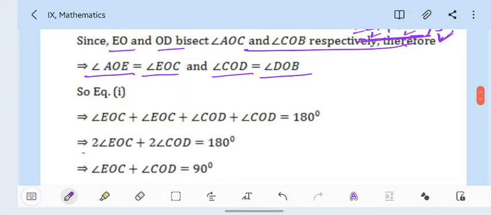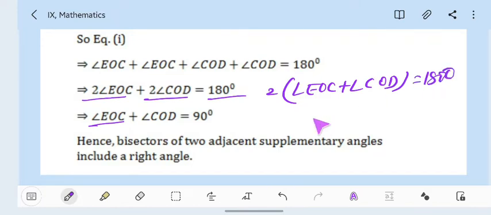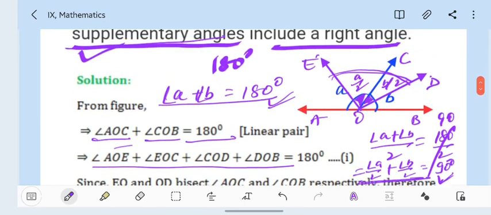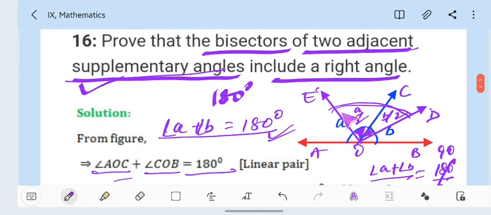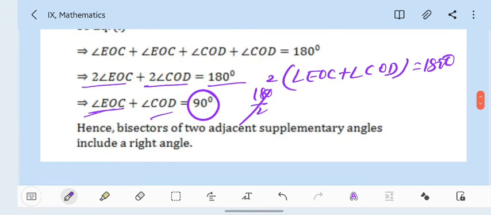So we can write twice EOC and twice COD, which is 180 degrees. Taking 2 common, angle EOC plus angle COD equals 180 degrees by 2, which is 90 degrees. So what we have concluded is that the bisectors include a right angle, that is EOD. Hence proved. You can practice more questions based on these. Till then, thank you.